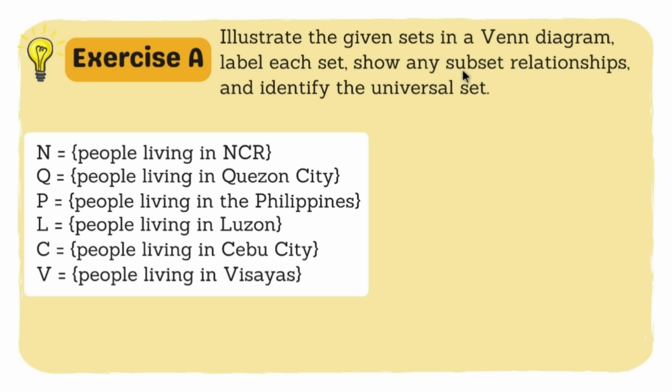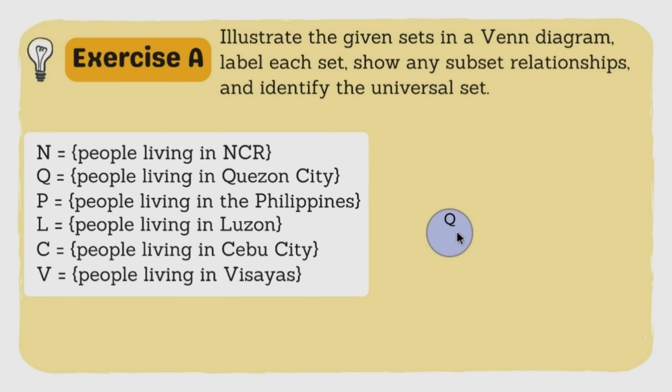Remember, meron na tayong subset dito at i-identify natin kung alin sa mga ito yung universal set. Okay, so ang technique po natin is we can actually start with the biggest set. Pero in this case, mas maganda kung we will start with the smallest, the least number of elements among these sets. So saan ba? Okay, we can start with the cities. Okay, unahin natin yung set ng people living in Quezon City.